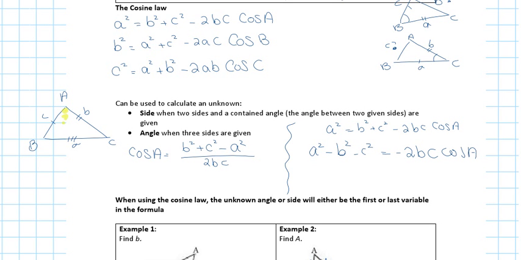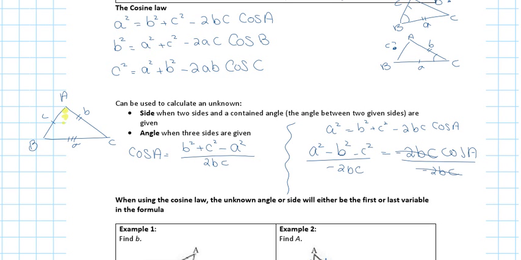Now what else do I have to get rid of? I have to get rid of the minus 2BC, right? Because they're multiplied by the cos A, how do you get rid of them? Divide by negative 2BC. I have to divide both sides by negative 2BC, right? Because then here and here, they cancel each other, and I'll be left just with cos A, right?